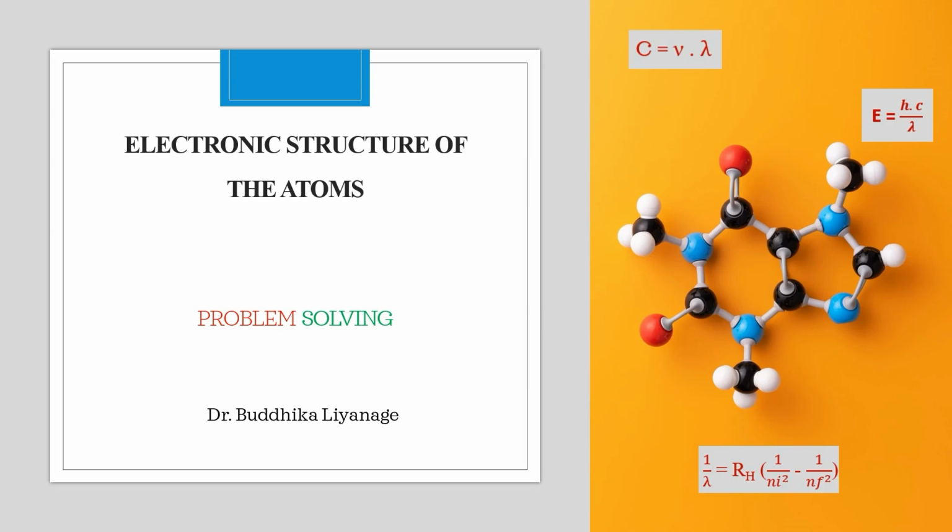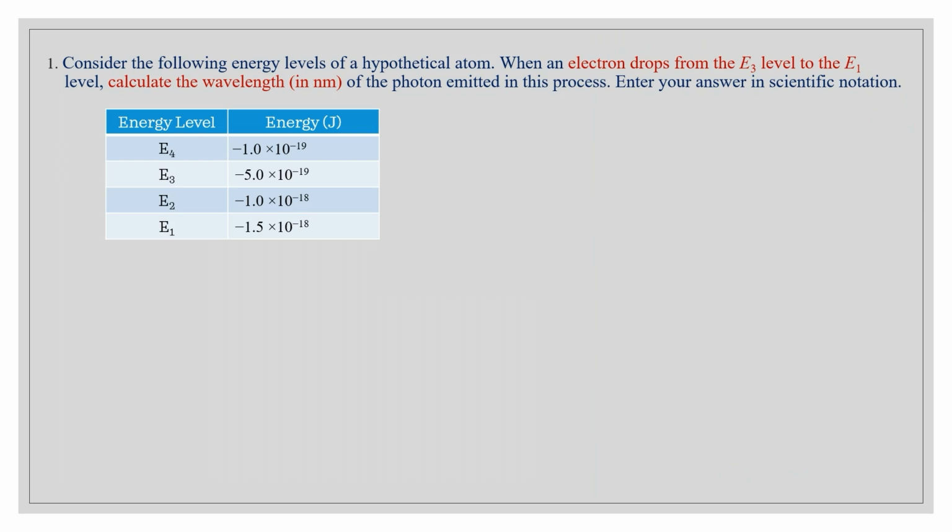Today's topic is electronic structure of the atoms problem solving. Let's see the first question. Consider the following energy levels in a hypothetical atom. When the electron dropped from energy level 3 to energy level 1, calculate the wavelength in nanometers.